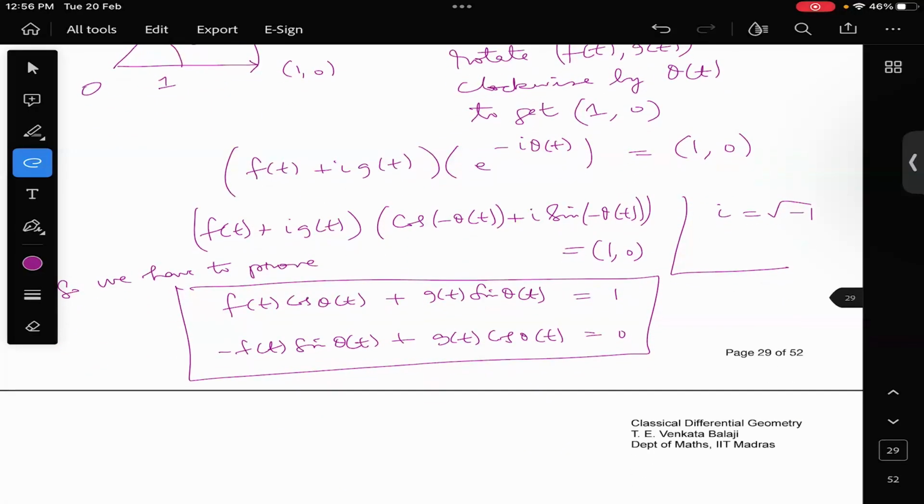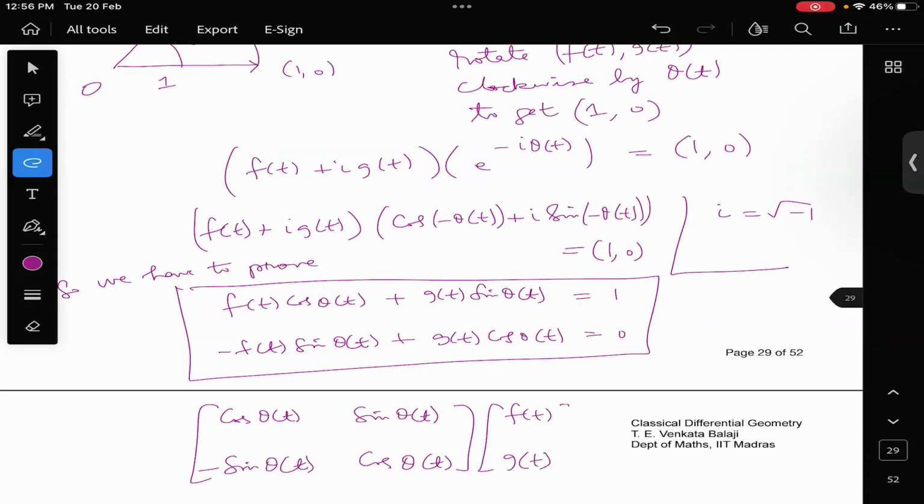And if you can write it as a matrix equation, because it will involve the rotation by angle theta, you will get the rotation matrix. So you can also write it like this: cos theta t, sine theta t, minus sine theta t, cos theta t. This is the matrix for rotation by minus theta, okay? This multiplied by, acting on f t, g t is going to give you 1 comma 0. Okay? You can write it in this matrix form. So this is what I have to prove, okay?